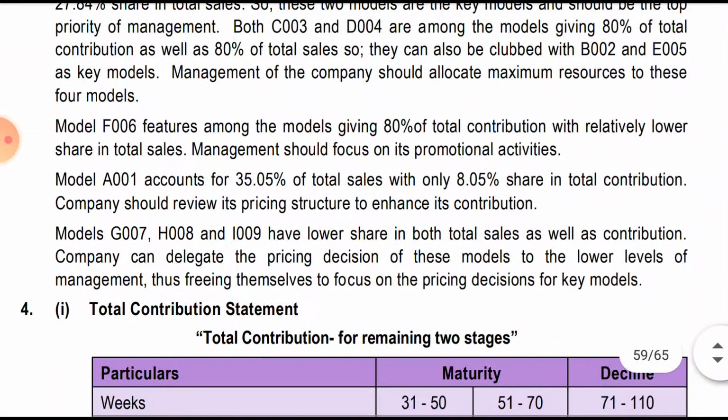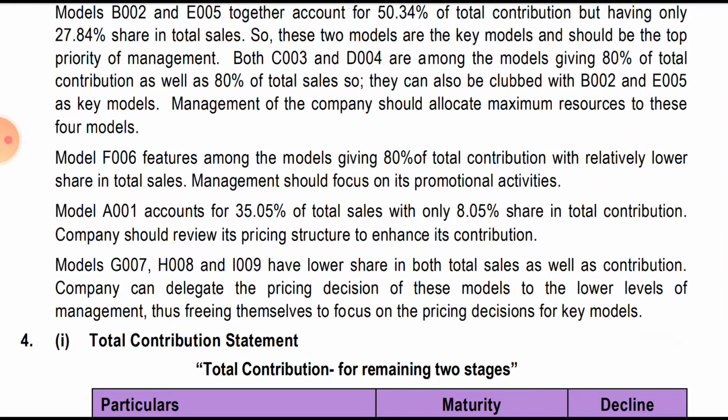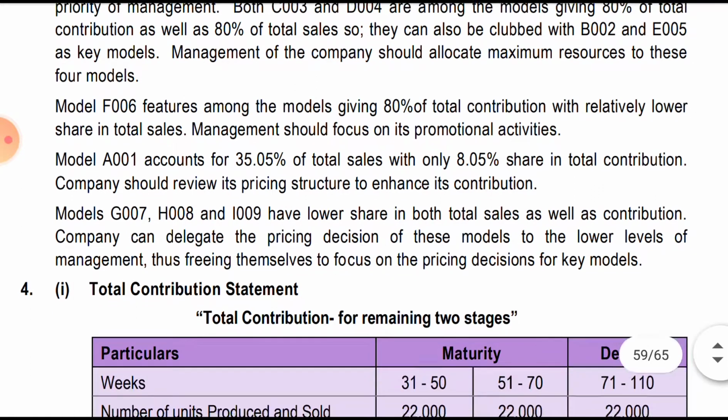Then model A1 accounts for 35% of the total sales, giving only 8.05% of the share in the total contribution. The company should review its pricing structure to enhance its contribution. If the sales is more, it has to review its pricing structure, whether it is giving more discount to the customers. So why is the contribution less? Basically, if the sales is high, they can increase the contribution, so it will ultimately lead to higher contribution of product A.